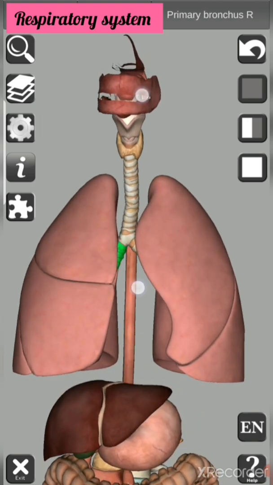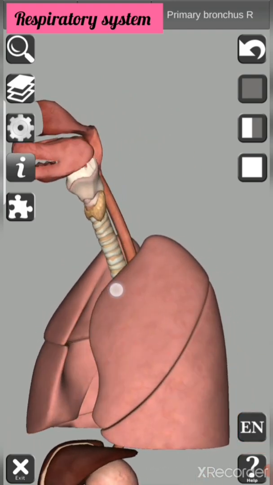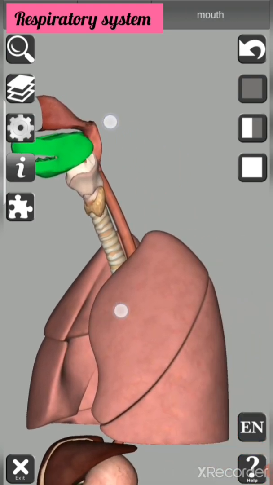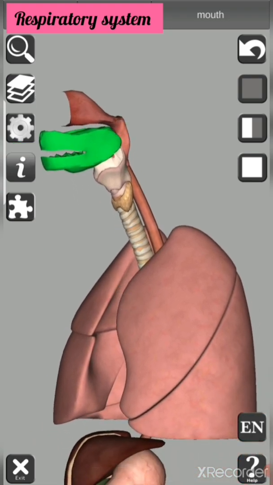Now when we breathe, from where do we breathe? From our nose. So this is our nasal cavity, from where we breathe in air. And this one is what? This one is our oral cavity. This is our mouth. Oral cavity is this one, and this one is the nasal cavity.